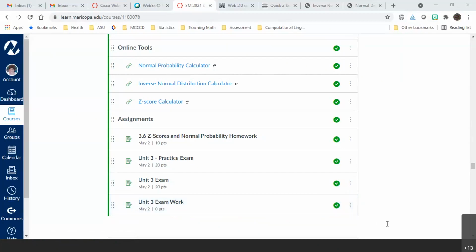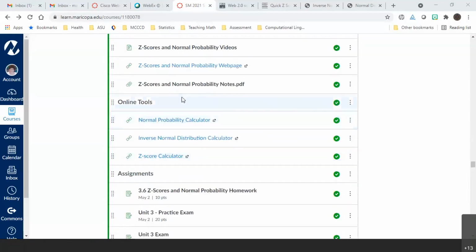Anybody have any questions on any of where we're going? Okay, so today we're going to be talking about z-scores and normal probabilities. I'm going to be opening these notes. If you've got questions, feel free to unmute or put them in the chat.